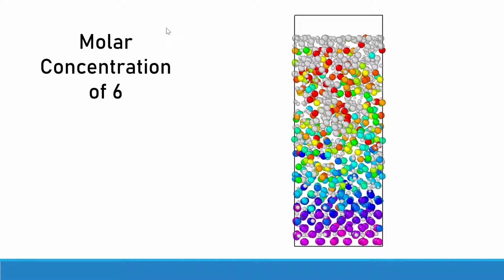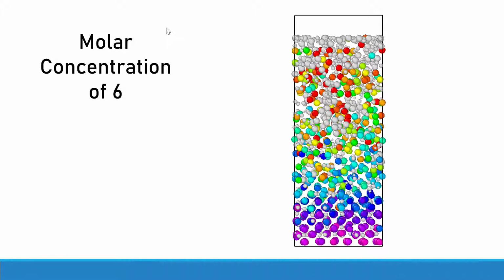Here I have the system with a molar concentration of 6, and this is what it looked like at the end of the 20 nanoseconds, which is what I did for the molar concentration of 4 system as well, 20 nanoseconds. And this one doesn't have as much color dispersion, color mixture as the other one, the molar concentration of 4. This one has more of the bottom layers intact, with the pinks, purples, blues, medium to light blues, all mostly staying where they originally started.